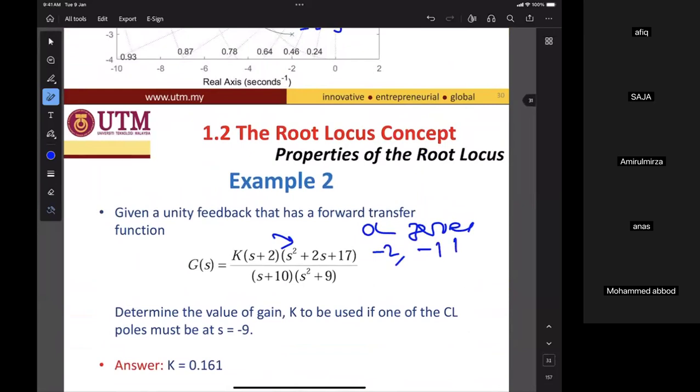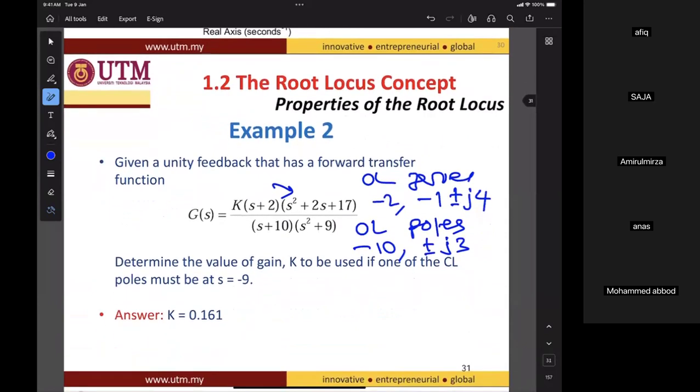Minus 1 plus minus G 4. Open loop poles minus 10, minus 10, minus 3.